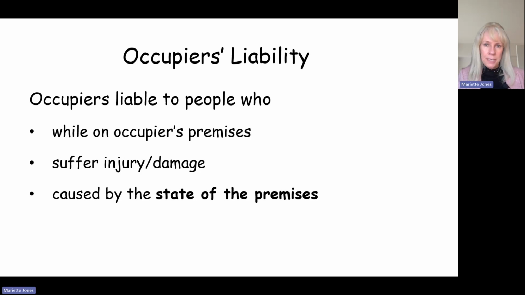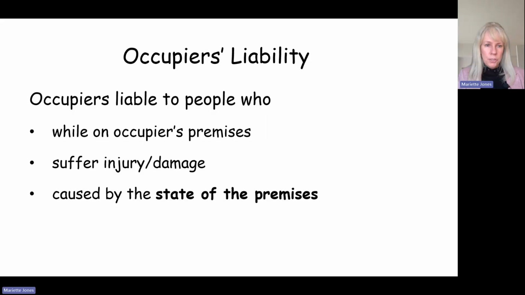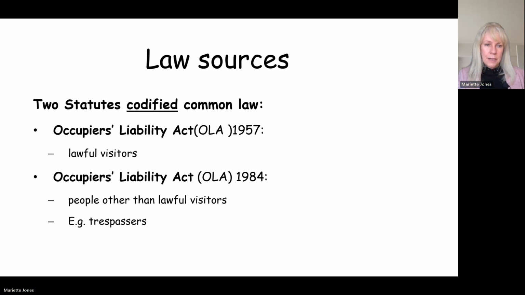Occupiers liability developed out of the tort of negligence, so many of the principles will be the same. In short, occupiers liability refers to the tort in which occupiers are held liable for people who, while on the occupier's premises, suffered injury or damage to their property.